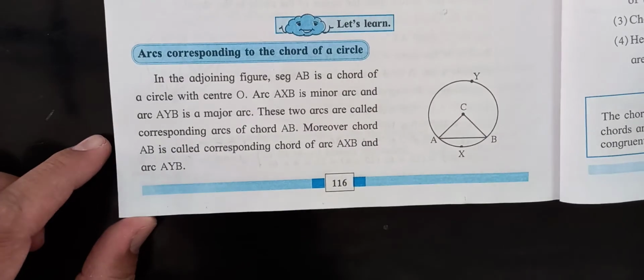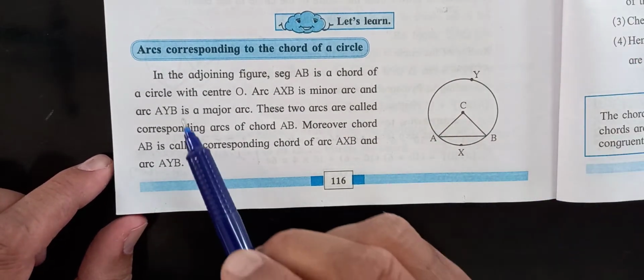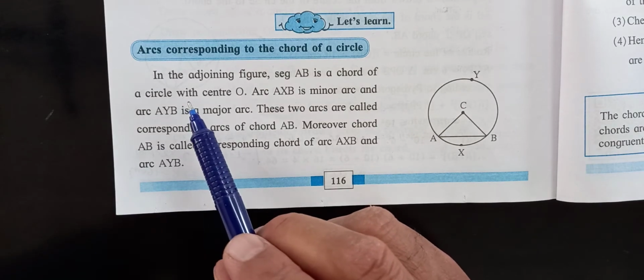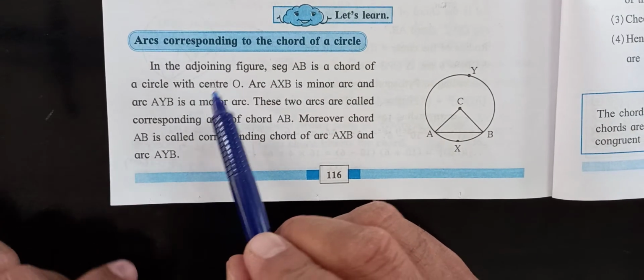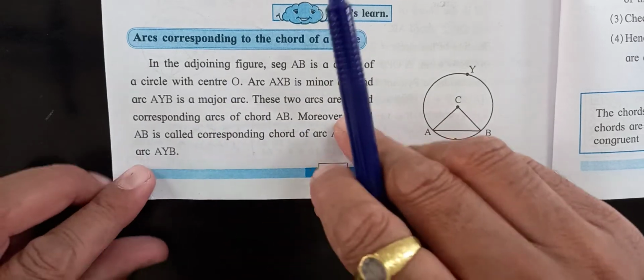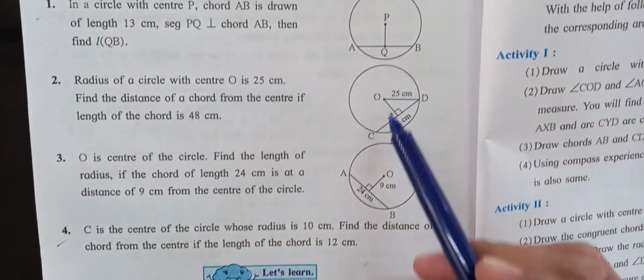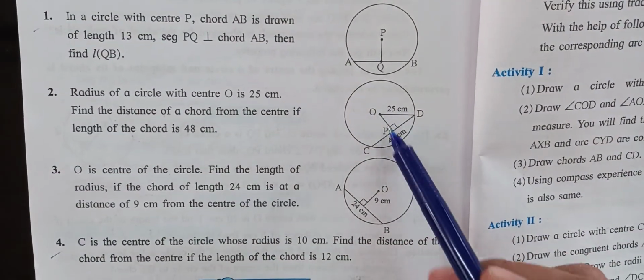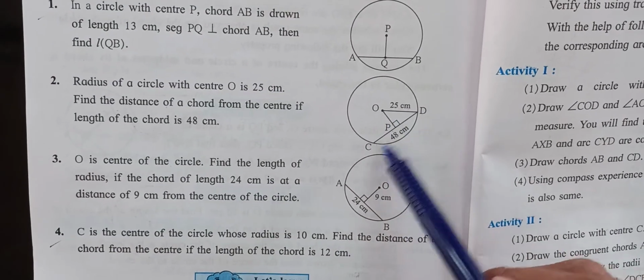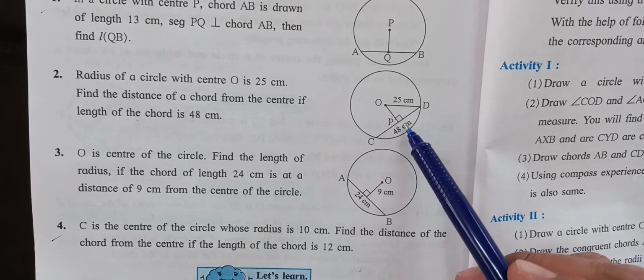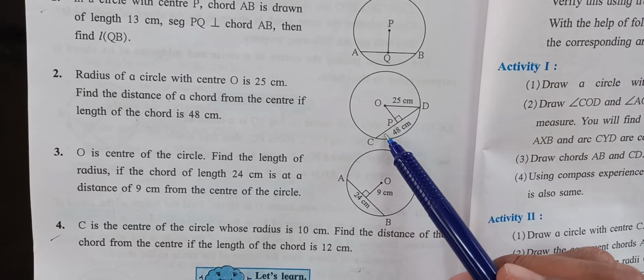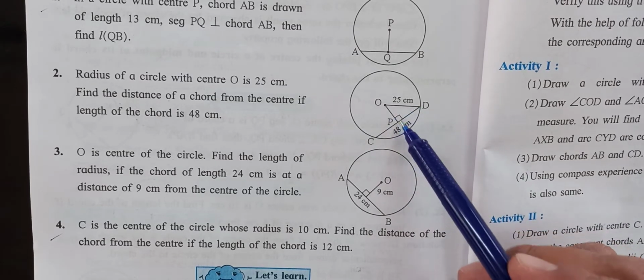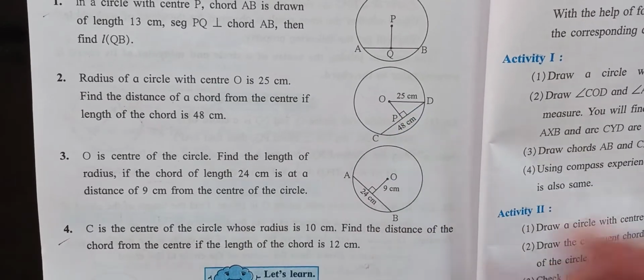Good morning, students. Today we will see the next part of this chapter: circle, chord, and arcs. Already you have studied how to solve examples if the distance between the center and the chord is given and the radius is given. So how to find the length of the chord, or if the length of the chord and the radius are given, then how to find the distance between these two.